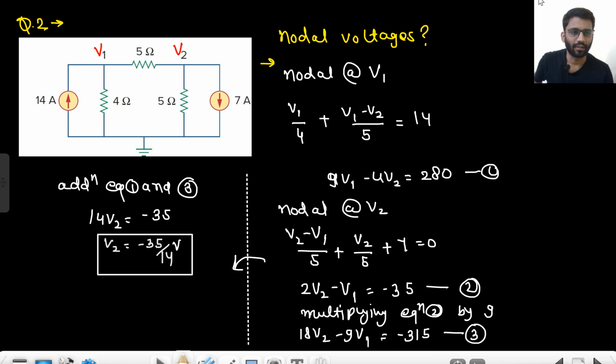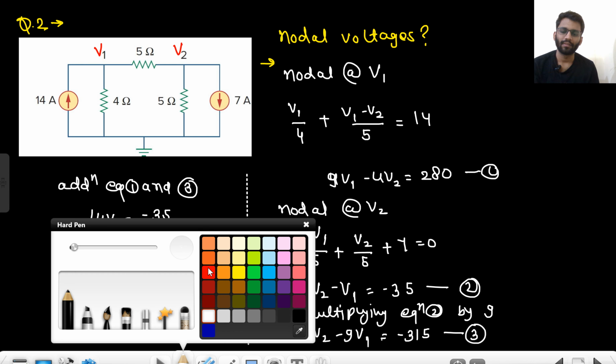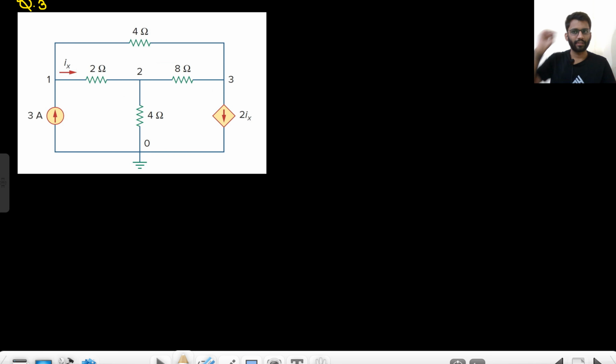I will check the value of V1. So your V1 is 30 volts. You can clearly see V2 is minus 2.5, right? If you put minus 2.5 here, it will be minus 5 and it will go here, so V1 will become plus 30. So V2 is minus 35 by 14 and V1 is plus 30. Well and good. Easy question. Let's move on to the next question.